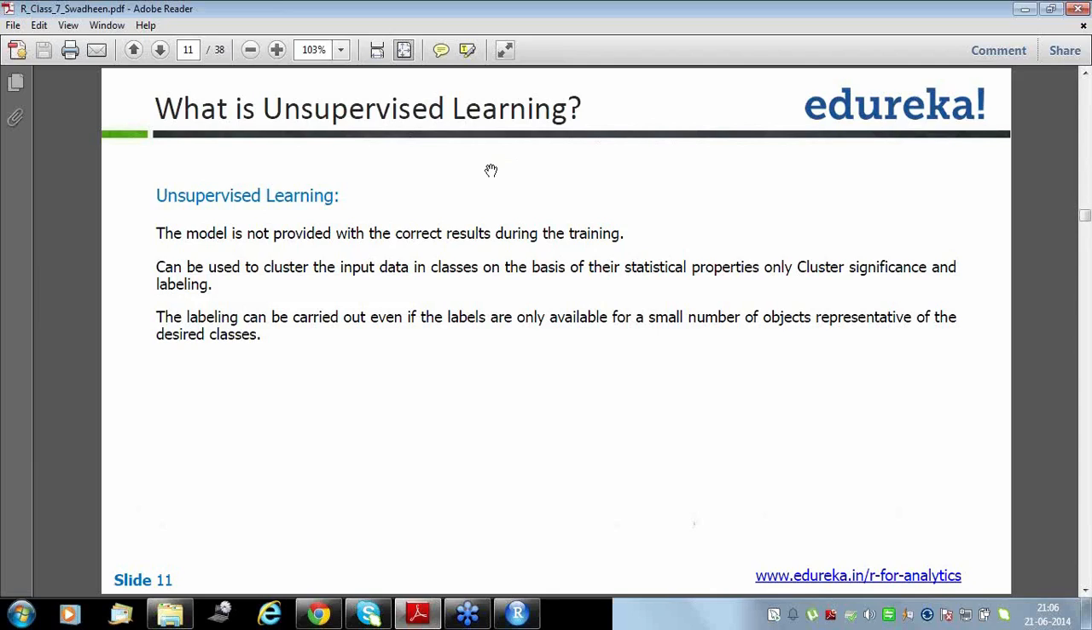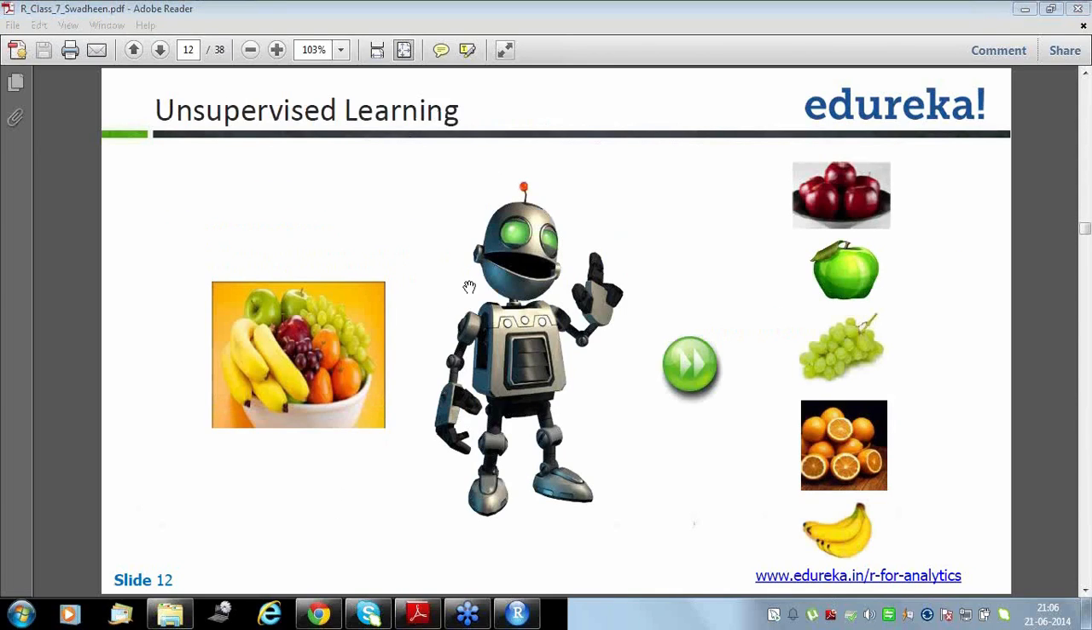Okay, unsupervised: the model is not provided with the correct result during the training, and it can be used to cluster the input. So let's discuss that. Unsupervised. Okay, look at that. The machine or the robot, we give a pot containing different fruits, and now it tries to put them into different clusters. They are different; this is basically an example of clustering. So it tries to cluster them into different groups.